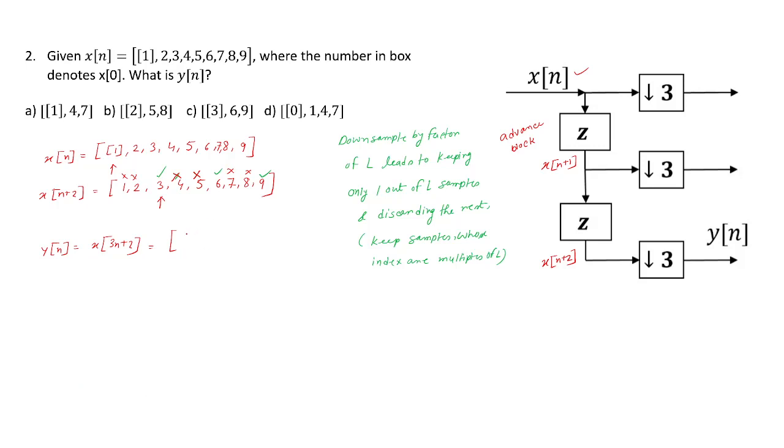So here we are going to obtain 3, 6 and 9. The arrow denotes the 0th index. Therefore you obtain y of n as 3, 6, 9, which is the third option.